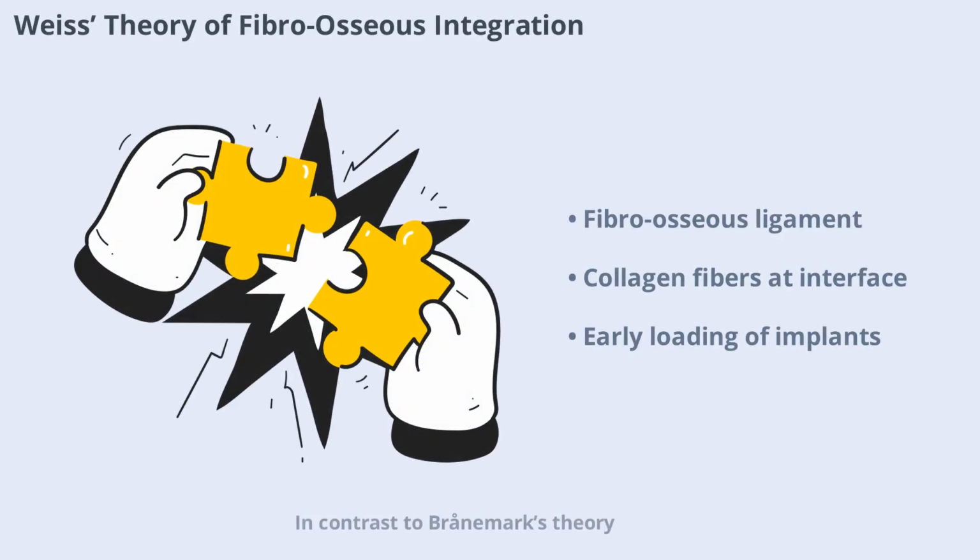In contrast to Brånemark's theory, Weiss proposed the concept of fibro-osseous integration. According to Weiss, a fibro-osseous ligament forms between the implant and the bone, similar to the periodontal ligament found in natural teeth.